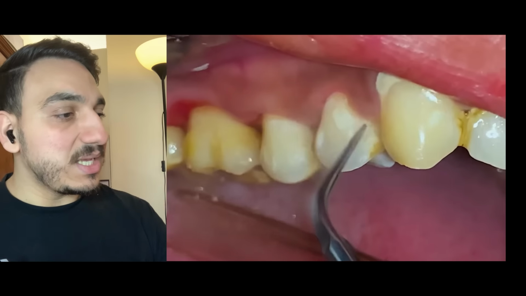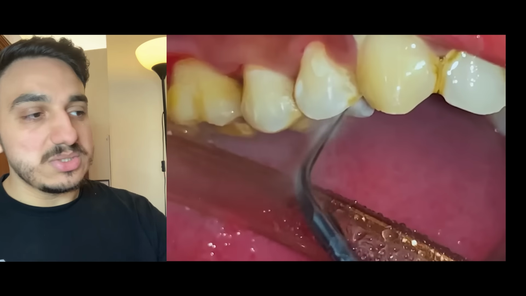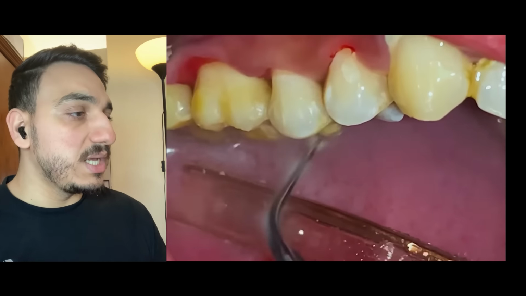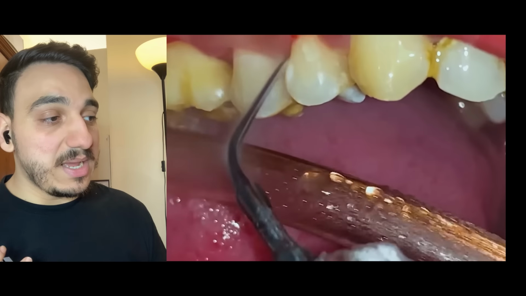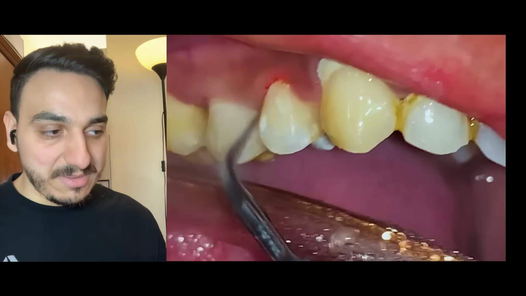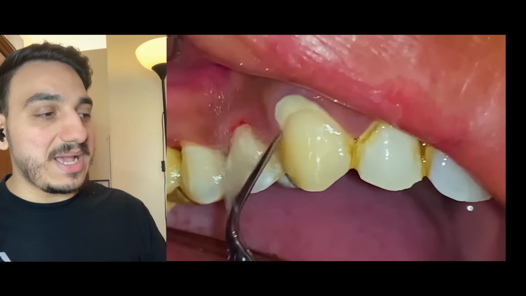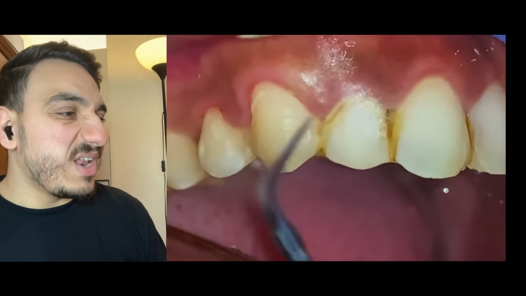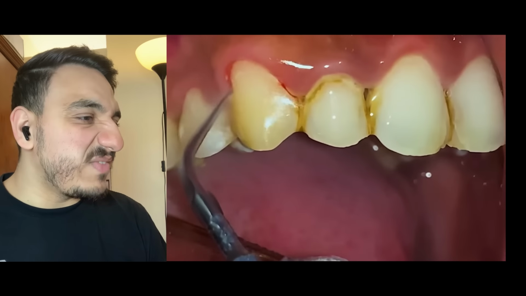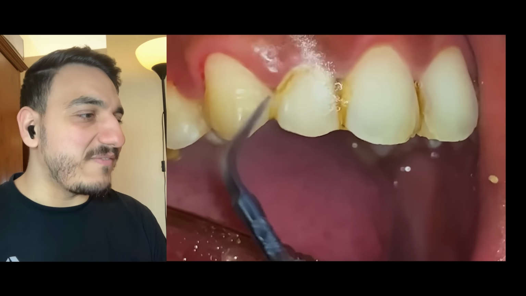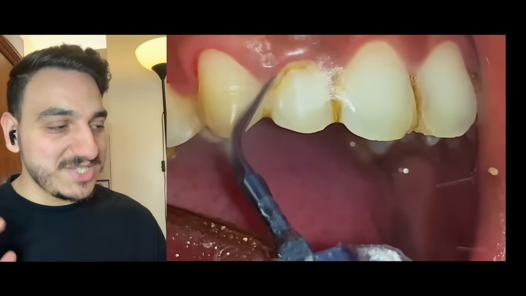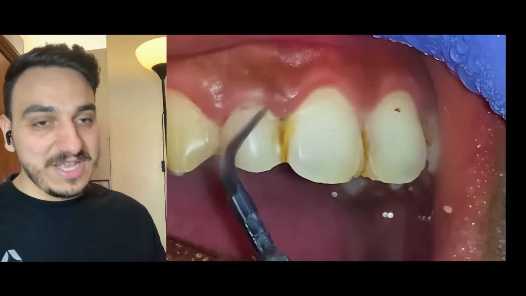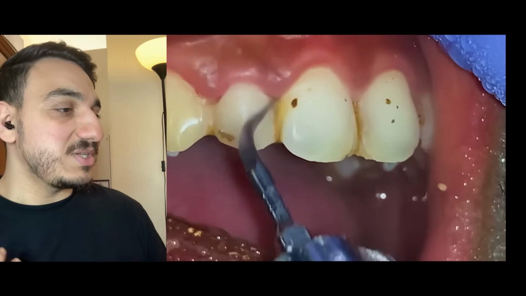We have the assistant using the suction to suction all the excess water and probably saliva, so that it would be more comfortable for the patient to have this treatment done, as well as the operator getting a more clear view while working. Oh, look at that piece of dental tartar just flew off. And this is for the upper. Just wait for the lower. We have a surprise for you. That's why I picked this video for you guys and girls.